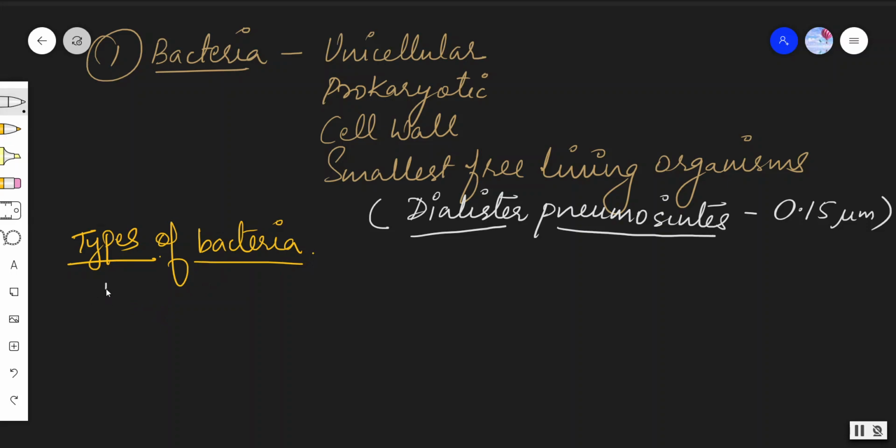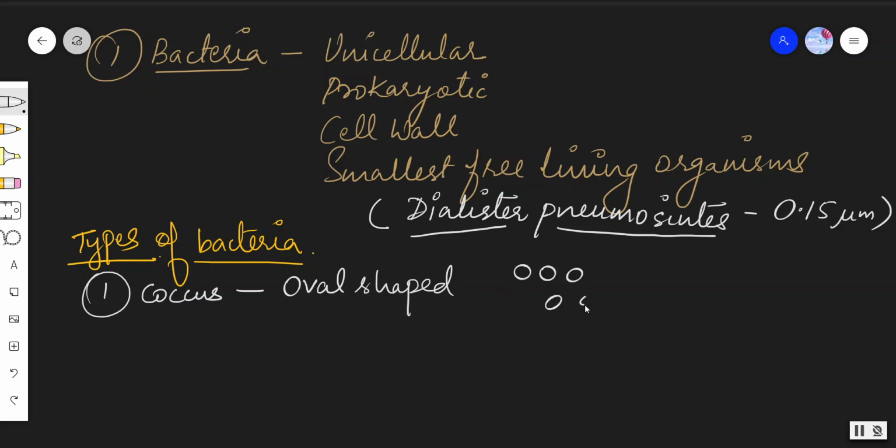Okay, so number one are coccus. Coccus are oval shaped. Okay, like these are what? Coccus. They can be diplococcus, streptococcus, staphylococcus, according to the arrangement of these oval shaped structures. Okay, these oval shaped structures are coccus. Clear?